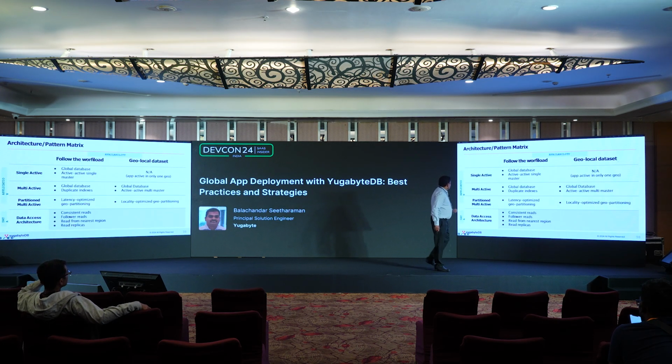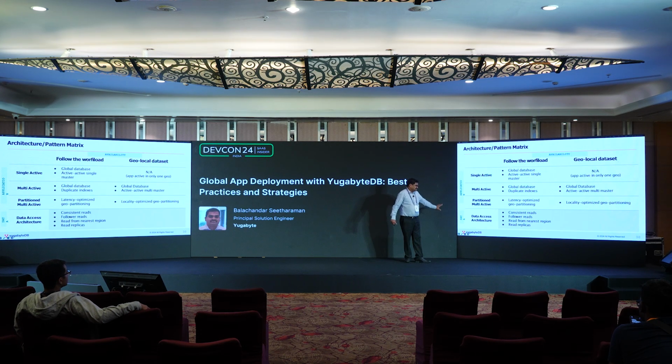First thing, single active. Let's say my application is here, these are all my application parts, and the data part is here. I need to ensure my data does consistent read, follower read, read from the nearest location, or read replicas. These are all the patterns I can go for. However, if I look at it from the follow-the-work angle, or maybe a geolocation data set, then either I can go for a global database, active single master, or even multi-active, I can go with the global database and duplicate indexes. What is the difference between single active and multi-active? I will repeat it again.